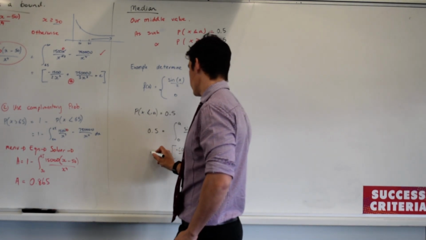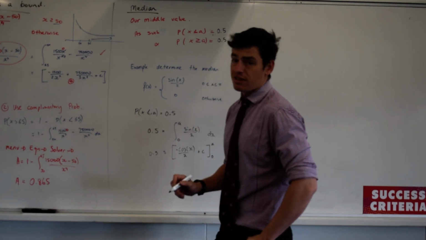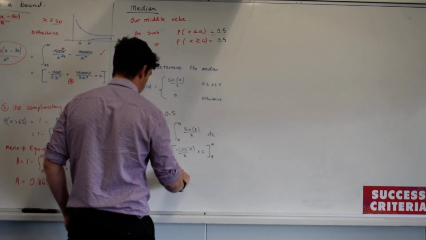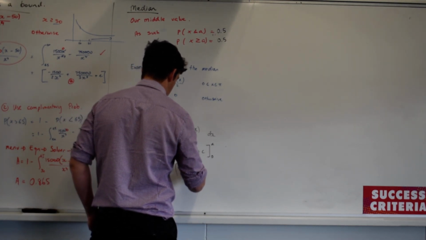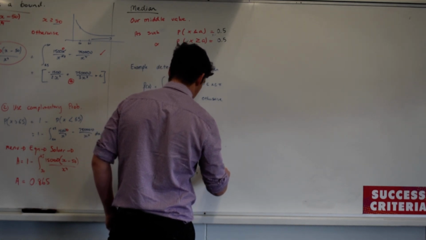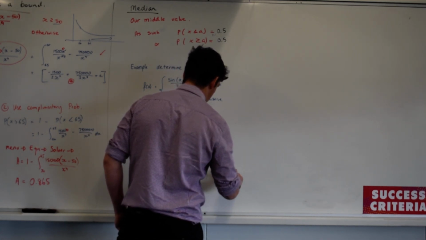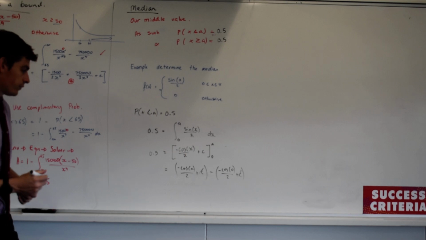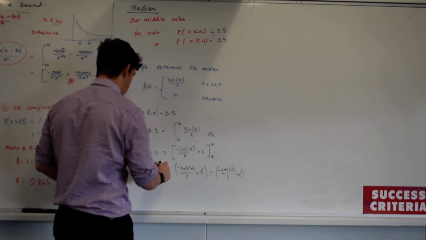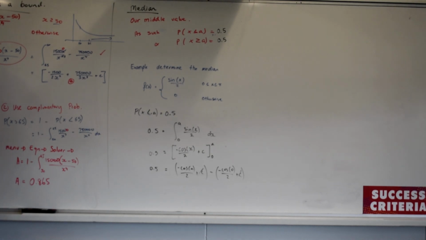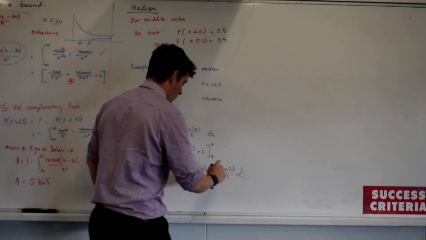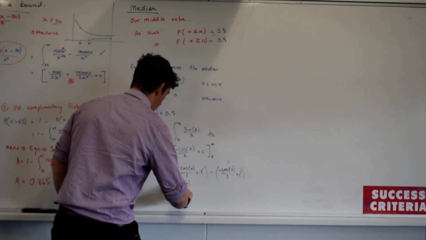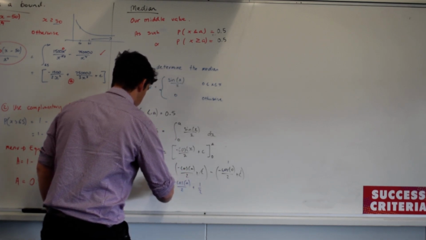is equal to. You can often represent that as a fraction if you'd like. I then expand that out. Negative cos A over 2 plus c minus negative cos 0 over 2 plus c. The plus c's cancel. We are rearranging for A. Cos of 0 is 1. So I get negative cos A on 2 plus 1 on 2 is equal to 1 on 2.